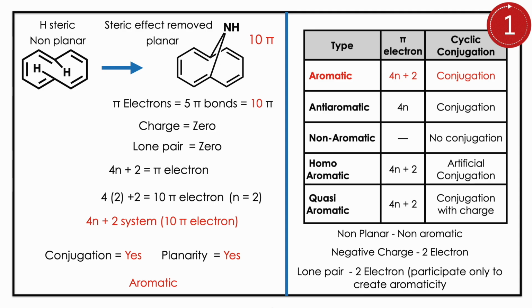If you count the pi bonds, 5 pi bonds, 10 pi electrons, charge is 0, lone pair is 0. So it is a 4n plus 2 pi electron system with 10 pi electrons where n equals 2. Here conjugation is established by the amine bridge. Planarity is also there because of the conjugation. So 4n plus 2, conjugated, planar means the given compound is aromatic.